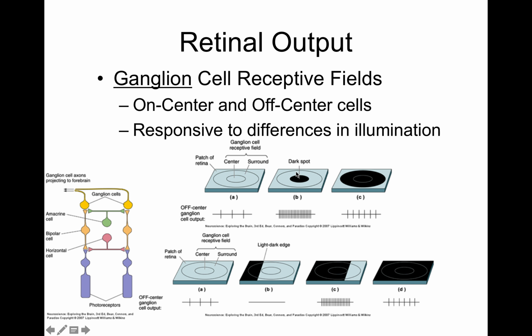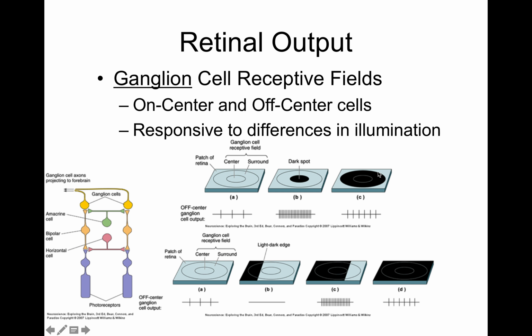But if you shine the light only on the surround and not on the center, then this becomes really active. And if you shine a dark spot over this, then you can see that this activity gets suppressed here. So it's not quite equal here and here. There are some interesting differences in response to different types of illumination. But that helps us see what we're seeing.